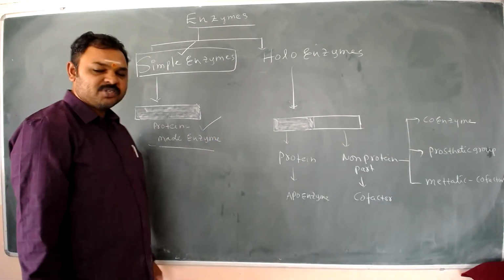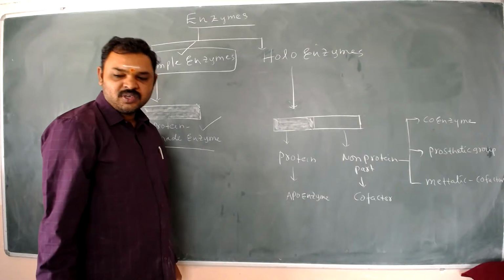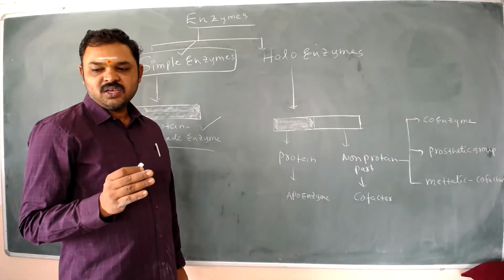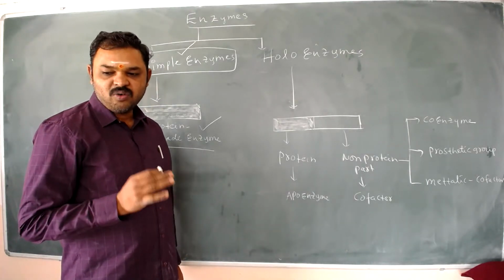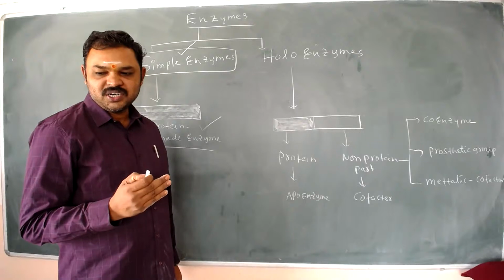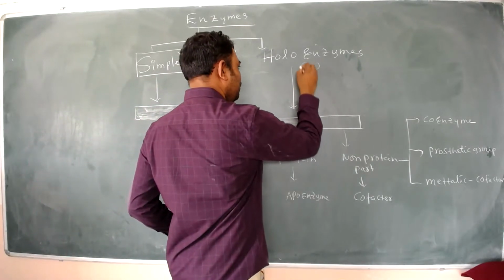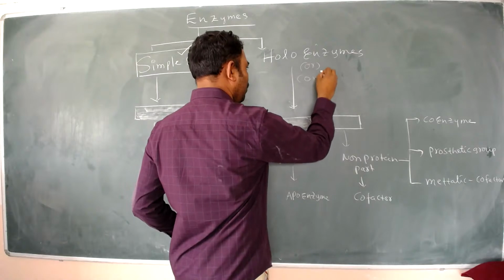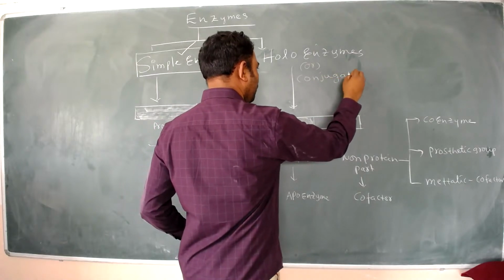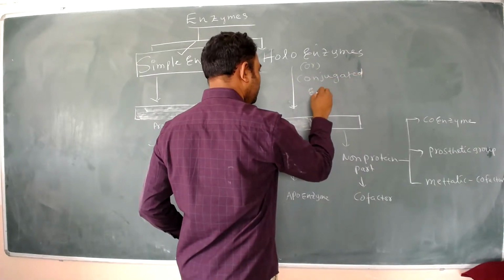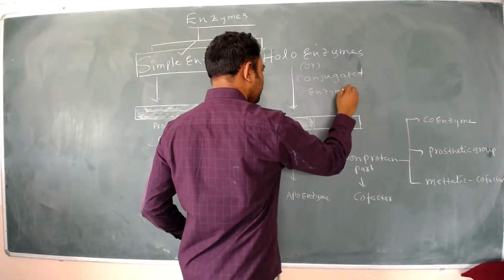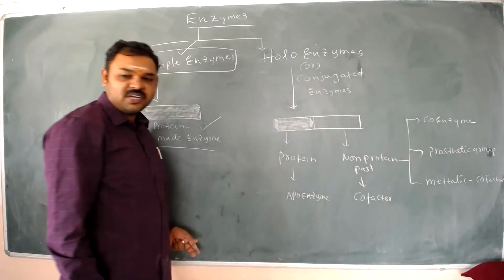Now holo enzymes. Holo enzymes are also called conjugated enzymes, or complex enzymes. What is meant by holo enzymes? They are also called conjugated enzymes. What is meant by conjugated enzymes?